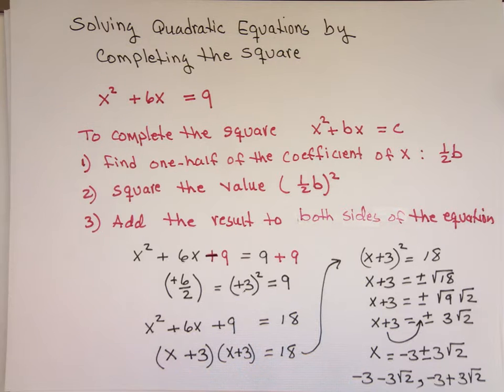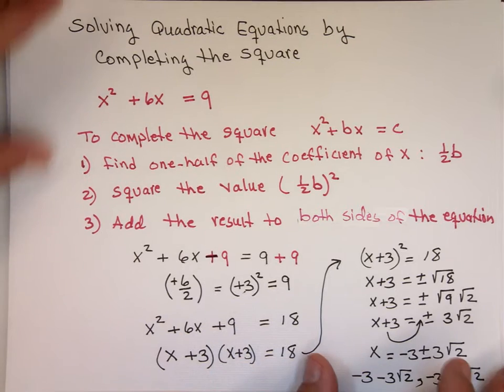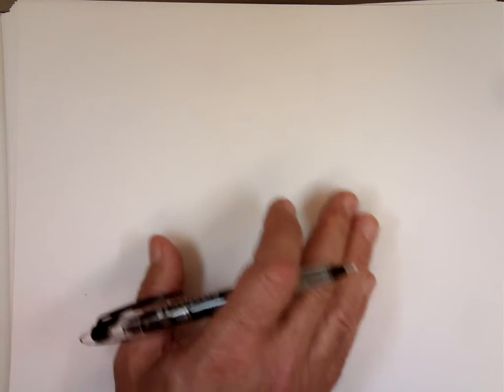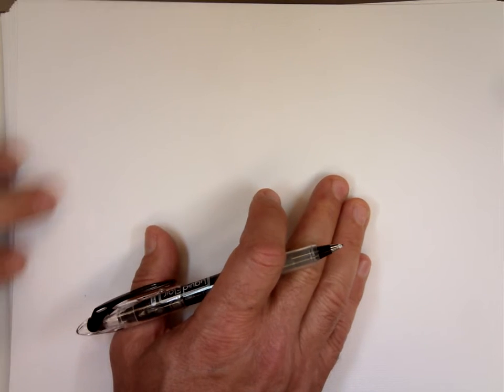I know that was quick. We're going to do lots of examples here. You'll get it. So let me try another one. I'm not going to try to squish it all there. I'll take a full page for that. We're going to solve all of these by completing the square.